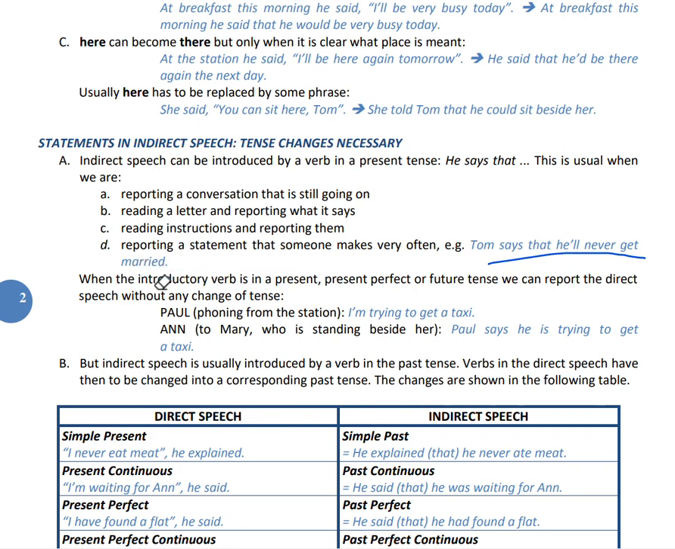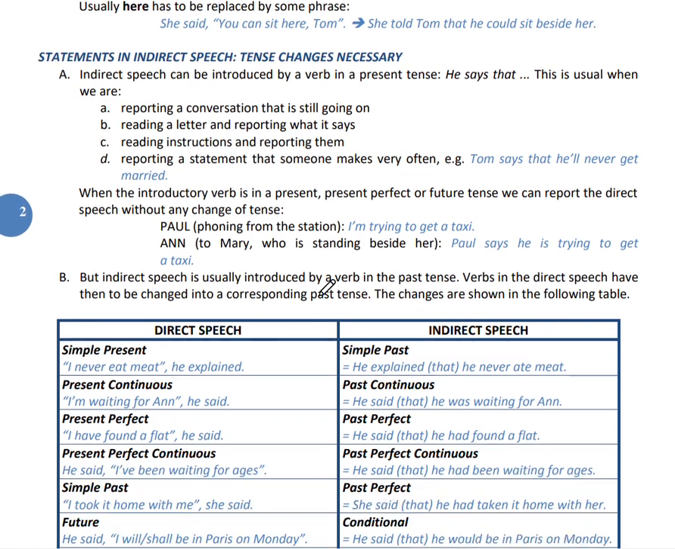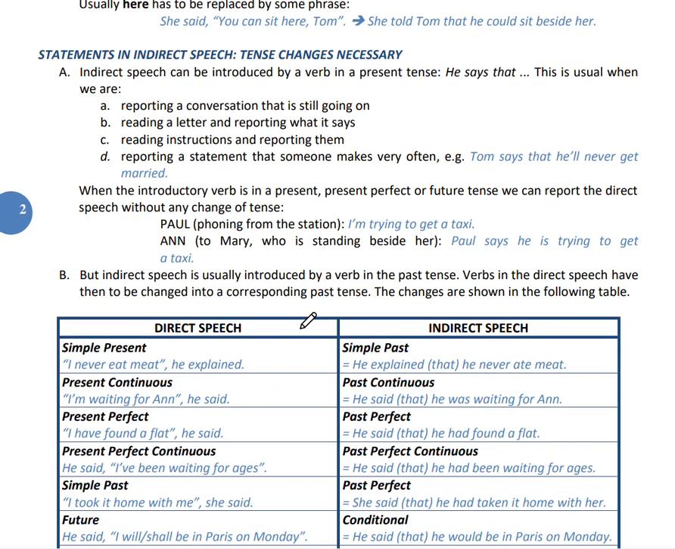And the next one. When the introductory verb is in a present perfect or future tense, we can report the direct speech without any change of tense. "Yes, Paul, I'm trying to get a taxi." And Anne says to Mary, who is standing beside her, Paul says he is trying to get a taxi. Great.